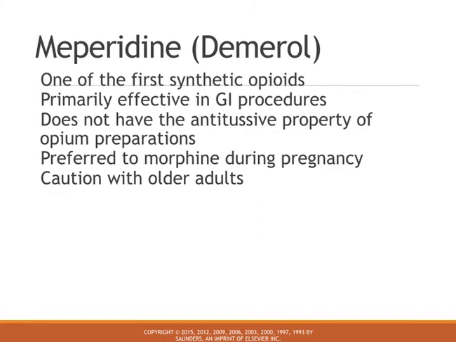Another opioid to touch base on is Demerol. This is one of the first synthetic opioids that were created in a lab. During pregnancy, this drug is preferred to morphine because it doesn't decrease uterine contractions and it causes less neonatal respiratory depression. But this drug is not indicated for patients with chronic pain, severe liver dysfunction, people with a history of seizures, or severe coronary artery disease. And we want to be cautious when giving these to older adults.